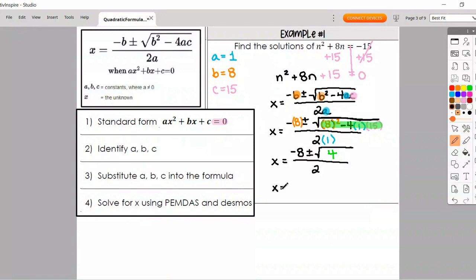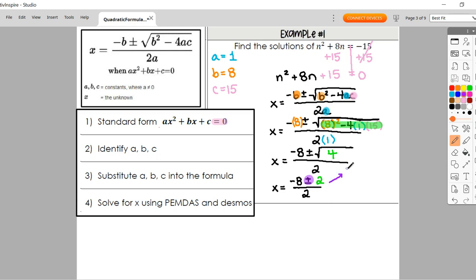X is now equal to -8 plus or minus the square root of 4, here being 2, all over 2. Now I'm going to deal with this plus or minus here. When I have this plus or minus, it means I'm going to have more than one answer. A lot of the time, not every time, but a lot of the time, I'm going to have more than one answer. So that's now going to need to be solved for both.